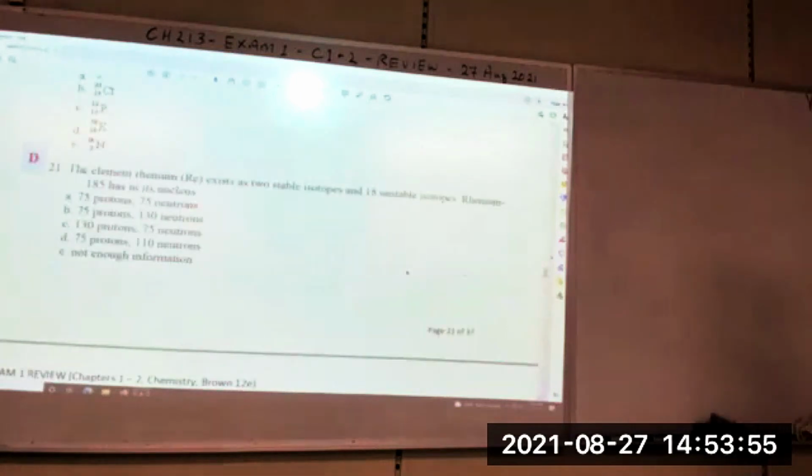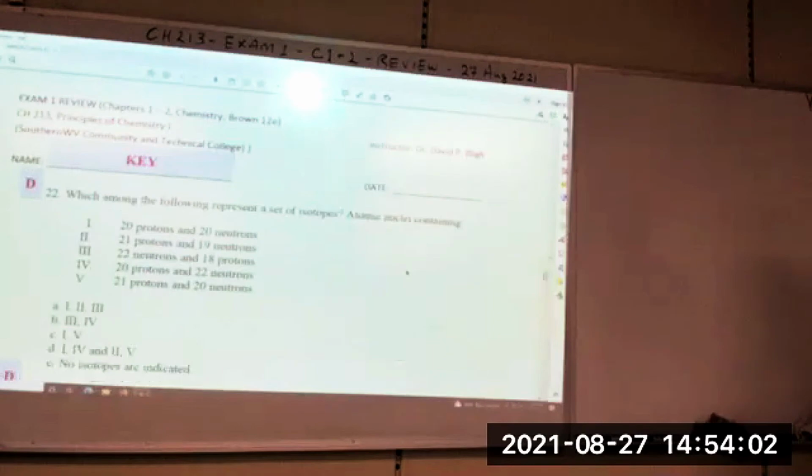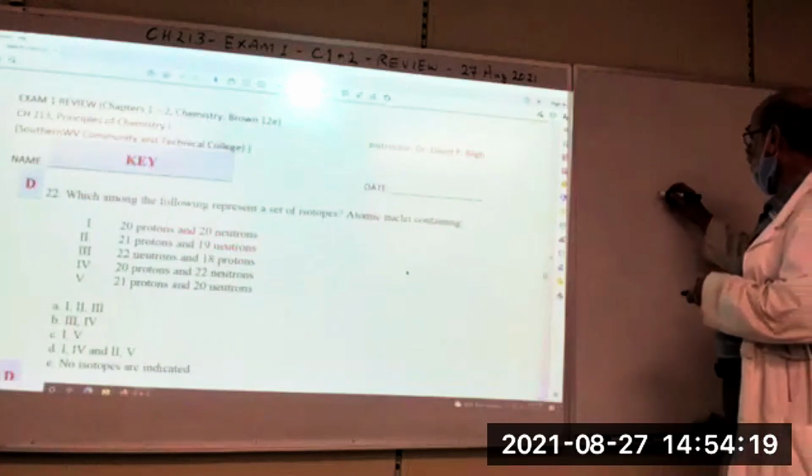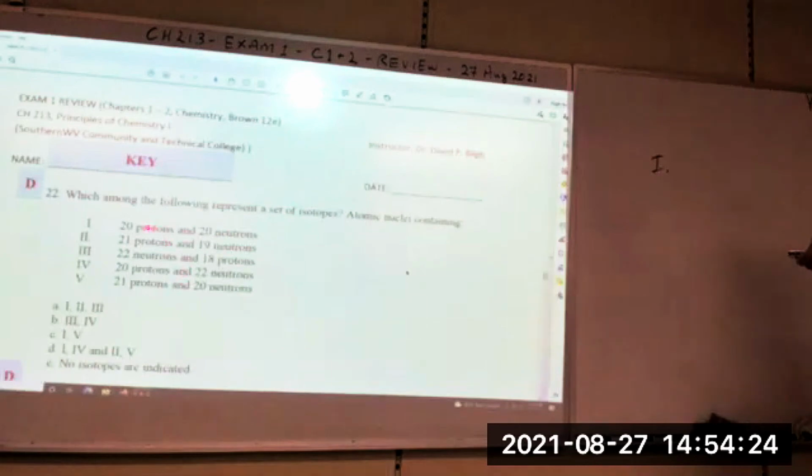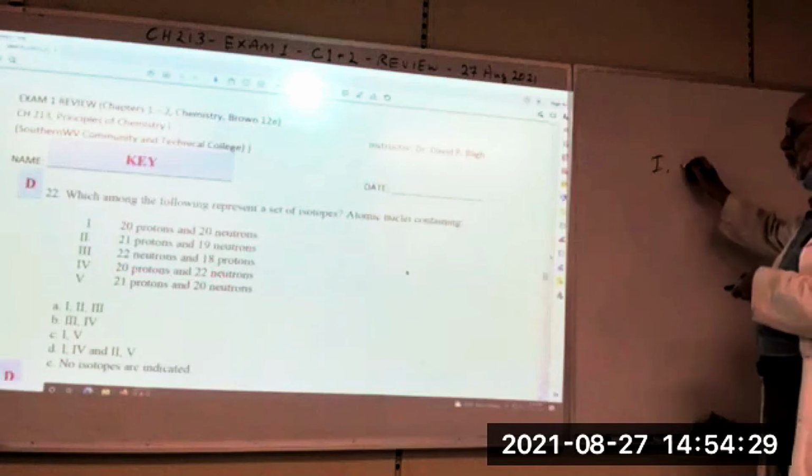So let's keep this boat moving. I almost skipped that. Which of the following represents a set of isotopes? So you compare them, right? Which one would be an isotope of another one? We'll start with the first one. Is there an isotope related to one? Well, you look for the same number of protons, right? So there you go. Same number of protons, different neutrons. So these two go together.